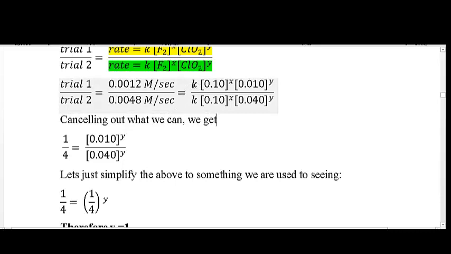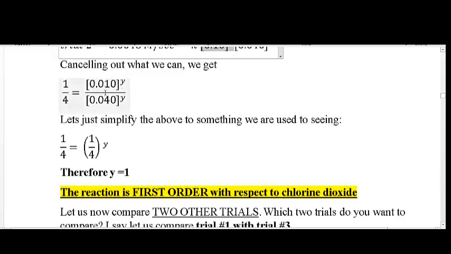Now you can cancel your K's, so I'll cancel the K here. What else can I cancel? I can also cancel this 0.10 to the power of x. Okay, that 0.10 to the power of order x gets canceled. So what I'm left with is 0.10 to the power of y divided by 0.04 to the power of y. That equals the rate of 1 divided by the rate of 2. And so this is what we get out.